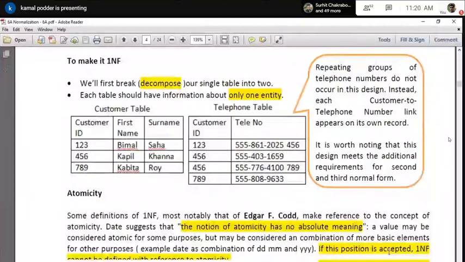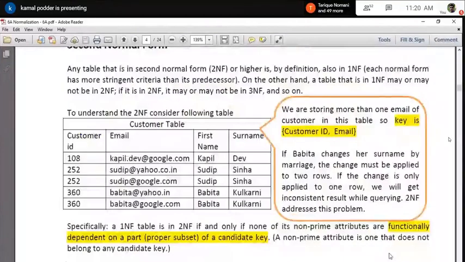Now come to the second. This is the first thing. Mind it, you cannot bypass any normal form. If you really want to apply the guideline of the second normal form, first you have to apply the first normal form. If you achieve that, that means the table is in first normal form, then only you check whether it is in second normal form or not. If it is not, then I'll try to bring it to the second normal form.